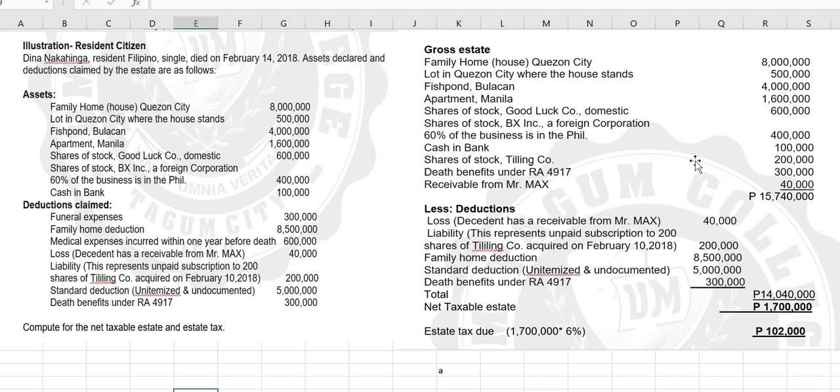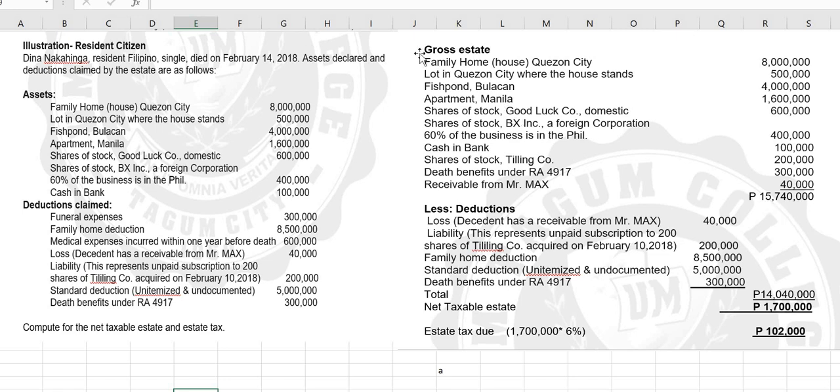But there are certain items claimed as deductions that should have been included in the gross estate. You've noticed that there are items claimed as deductions that should be part of the gross estate. We have the shares of stock of Tililing Corporation, 200,000. That is actually a claim against the estate, and the shares of stock should also be included in the gross estate. And the death benefits under RA 4917 should be included in the gross estate, right? And also the claim against an insolvent person of 40,000. As a rule, for a claim against an insolvent person, the full amount of the claim should be included in the gross estate. So our gross estate is 15,740,000.